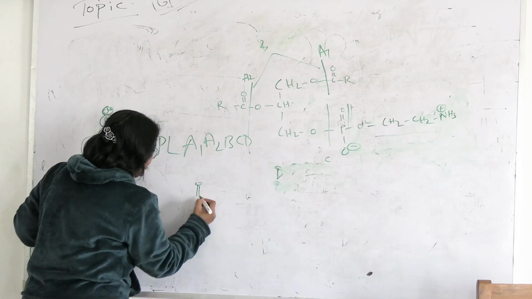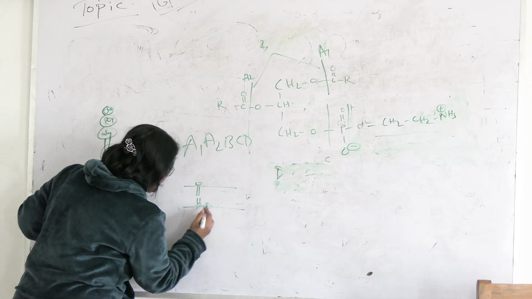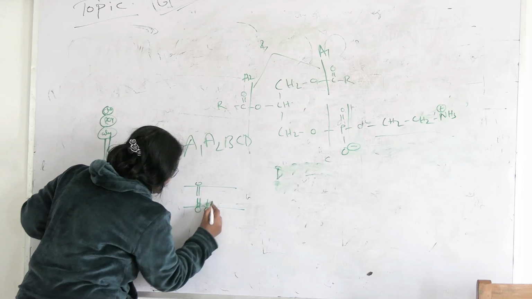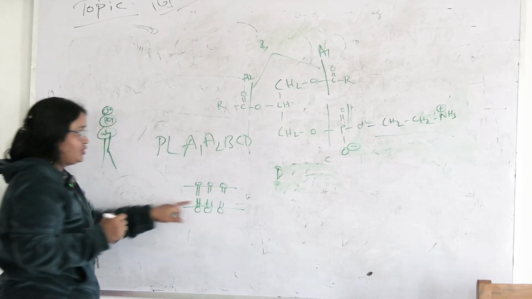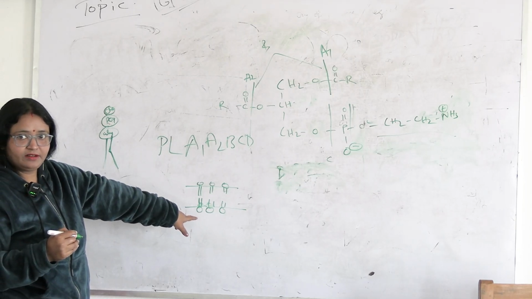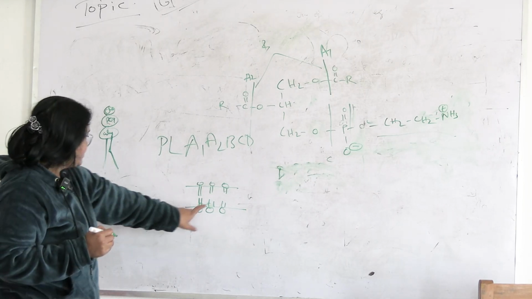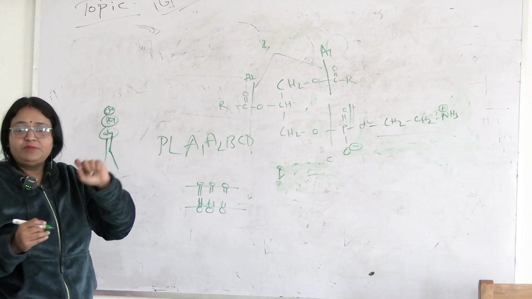Phospholipids can make a phospholipid bilayer. In the membrane, there will be a phospholipid bilayer. They are amphipathic in nature. They will be forming micelles.